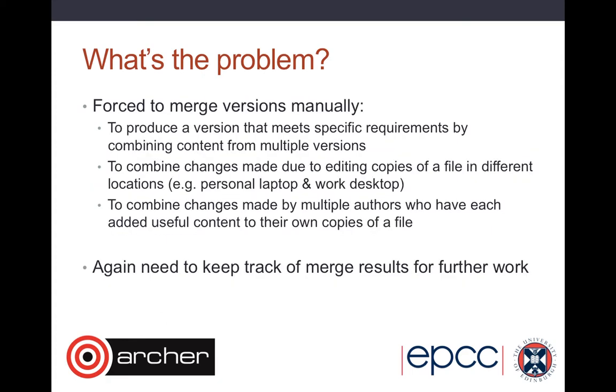So to be a bit more specific, what are the problems with recording this information? Well, recording the information is one thing, we need to do that manually. We're also forced, when we are doing the combining of content from different versions, to do so manually. So for example, we combine different versions, or we merge versions, in order to produce a version that meets specific requirements. Or we want to merge versions because we've been editing them in different places. We've been editing the same file both on a personal laptop and on a work desktop. And we need to stick with one file, so somehow we need to put these changes together into a single file. We need to merge these changes.